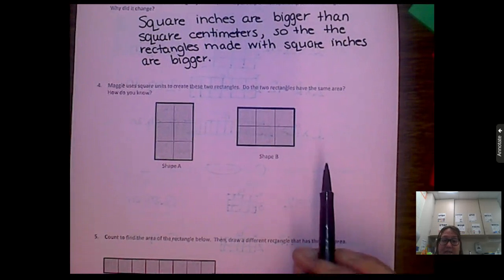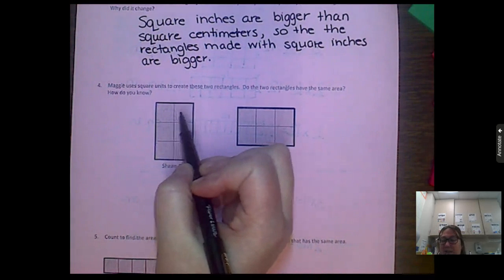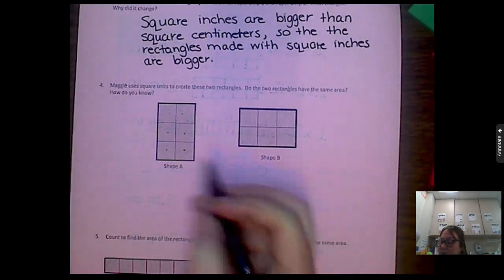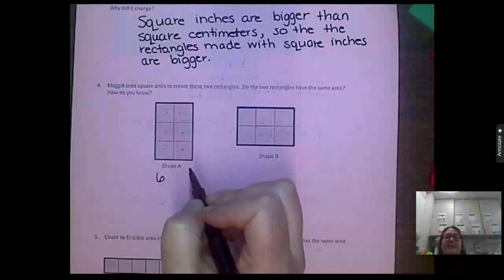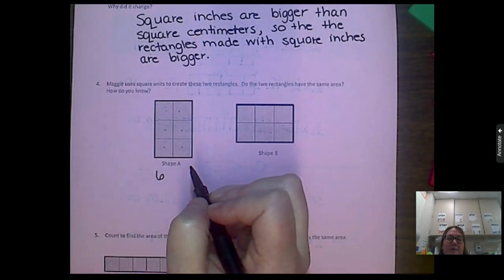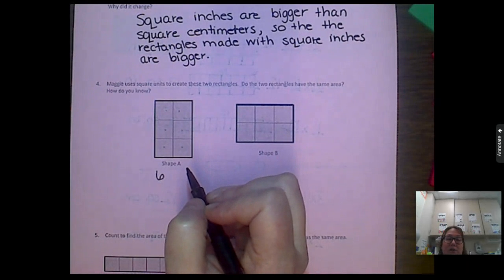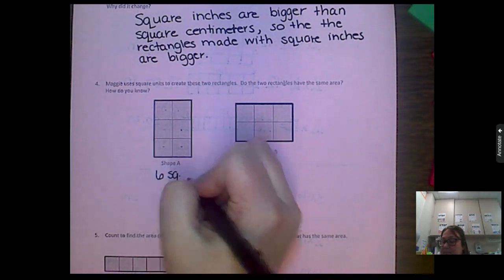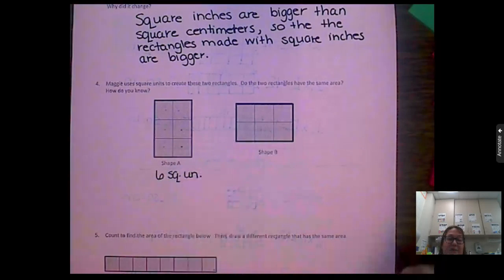Couple different ways we can find the area. We could just count the tiles, right? So we've got 1, 2, 3, 4, 5, 6. So this would be 6, and it doesn't tell us if they are square inches or square centimeters. So if it doesn't tell us a label, we just put square units. So it would be UN for units.